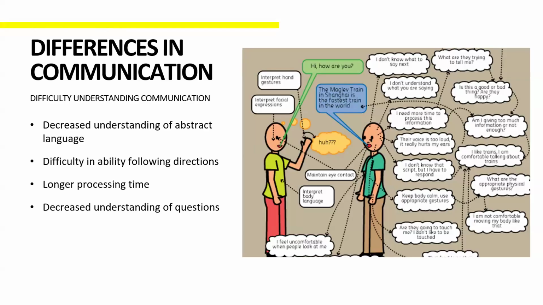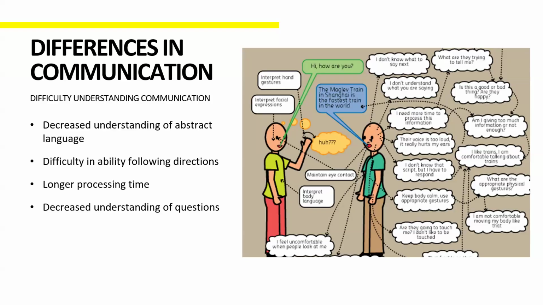Communication is another area that can be trying for those with ASD because understanding abstract language, such as idioms, figures of speech, and sarcasm, do not come naturally and can be confusing to understand. We also often see difficulty in understanding questions that are being asked. When a person does not understand what is being asked of them, it can lead to confusing conversations as depicted in the image on the slide.